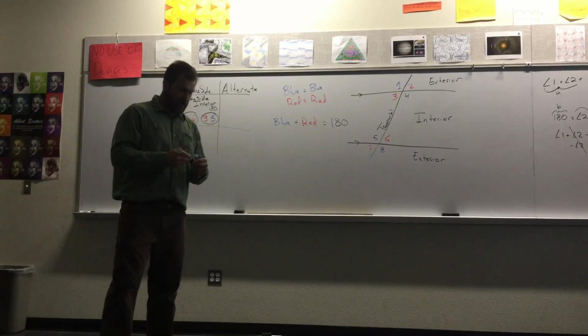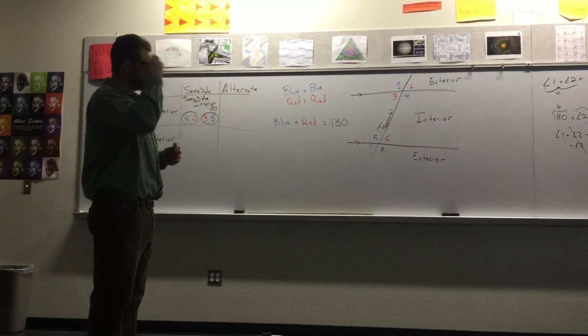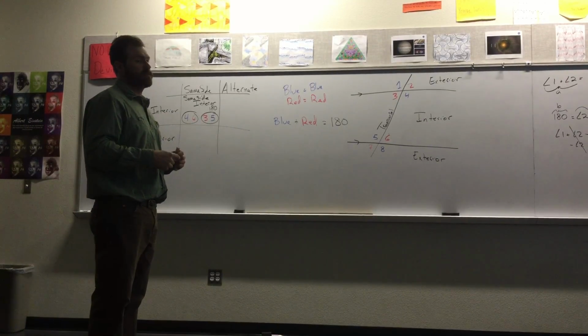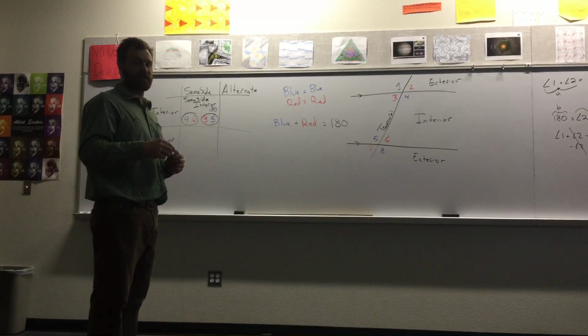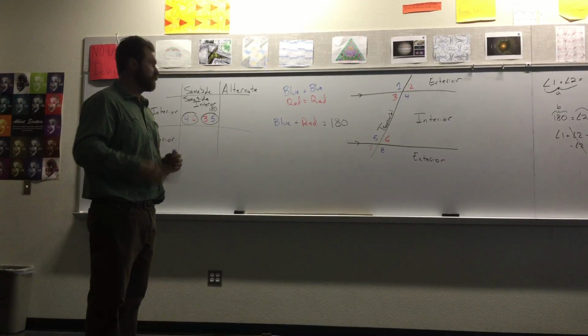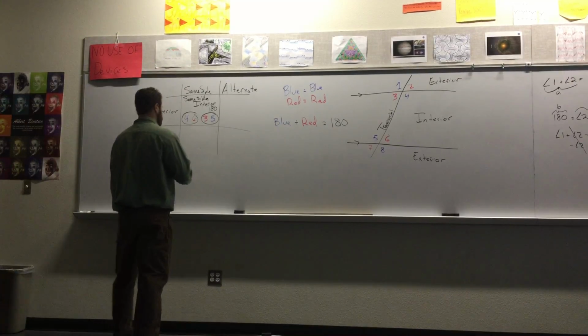Alright? Okay, let's look at same side exterior now. What are 2 angles that are same side exterior? 1 and 7.